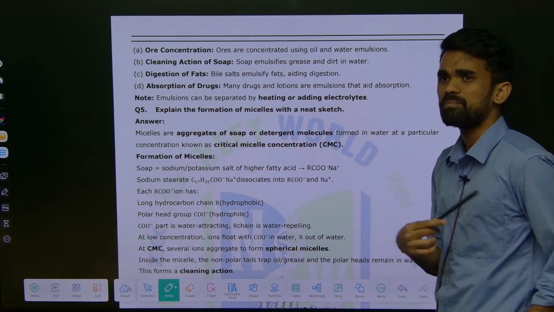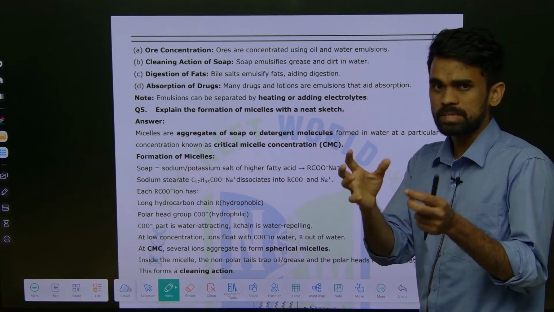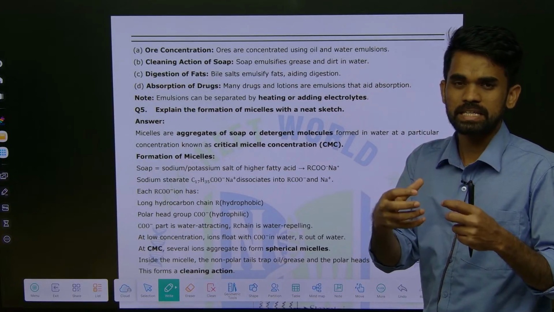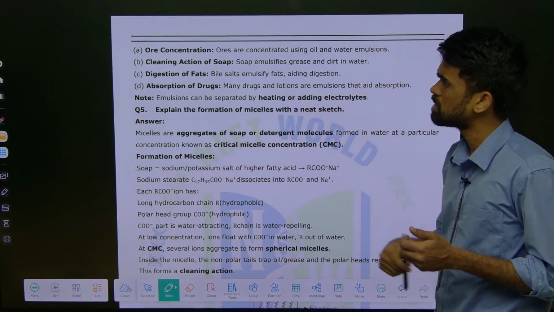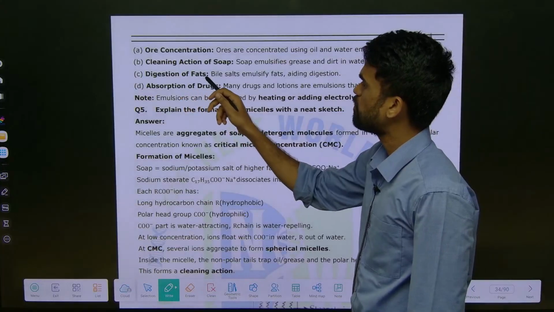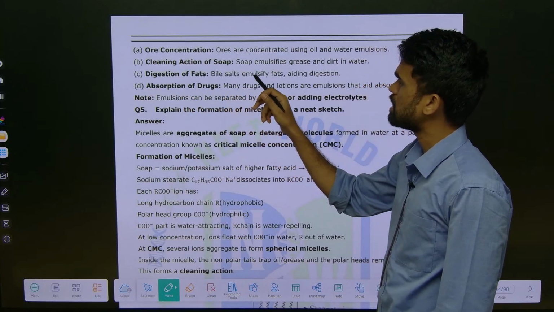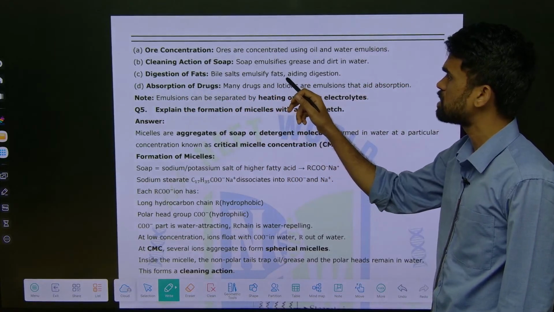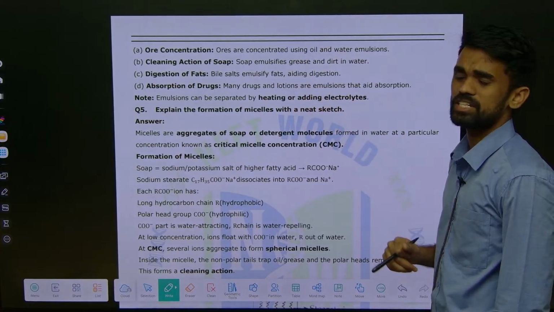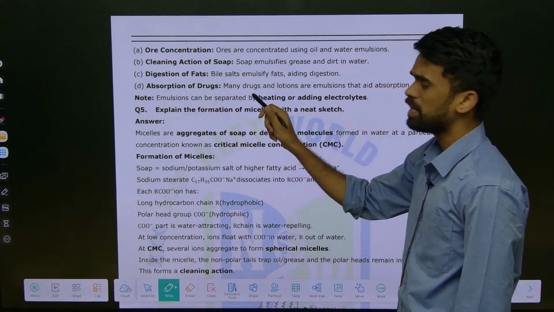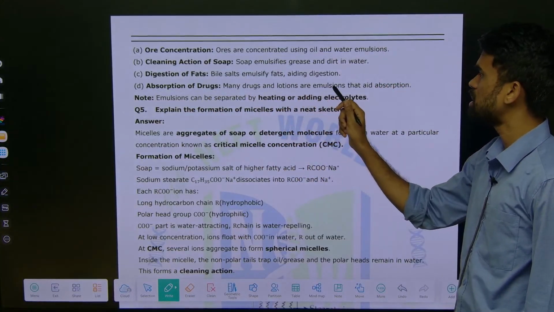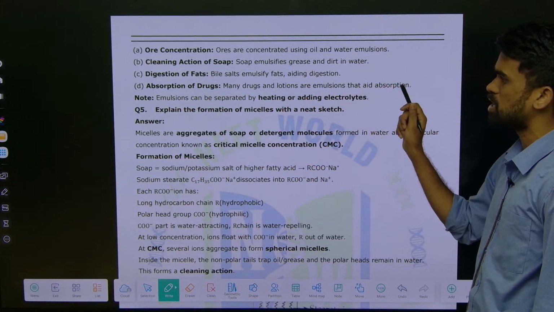Now what happens when we add soaps? It will form some aggregates, like micelles. Yes, we are going to study micelles. Next, digestion of fats. Bile salts emulsify fats, aiding digestion. Next, absorption of drugs. Many drugs and lotions are emulsions that aid absorption.